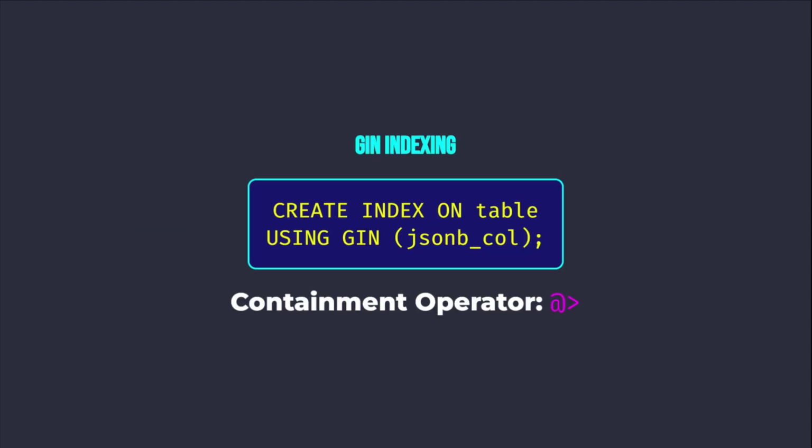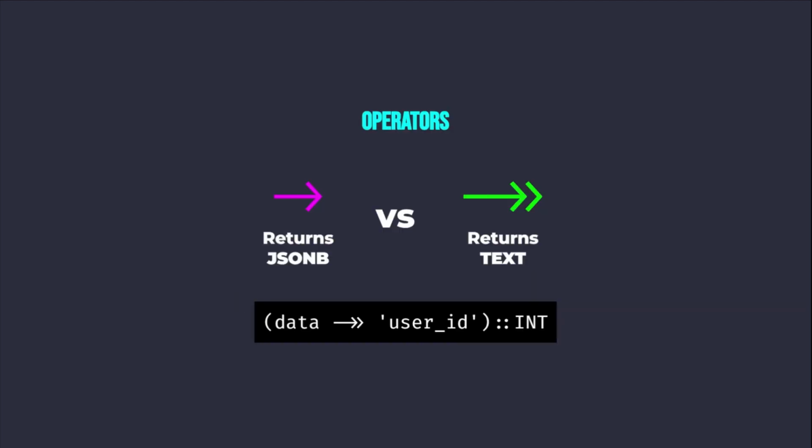Effective querying of JSONB relies exclusively on generalized inverted indexes, or GIN indexes. For searching within the entire document content, a standard GIN index on the column is sufficient, using the containment operator. However, for targeted lookups on specific keys, we must use expression indexes. For example, indexing the path data, user ID allows the query planner to use a B-tree index on the extracted text value, significantly accelerating equality checks.